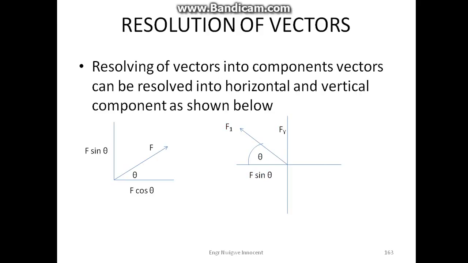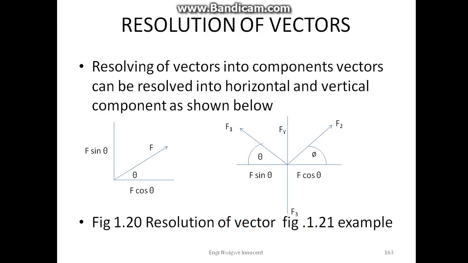Then figure 121 example shows a resolution of three vectors in the same Cartesian coordinates, F1 and F2. F1 is acting at an angle theta, while F2 is acting at angle phi. F sin theta is for the one on the left side, while F cos theta is for the one on the right side.